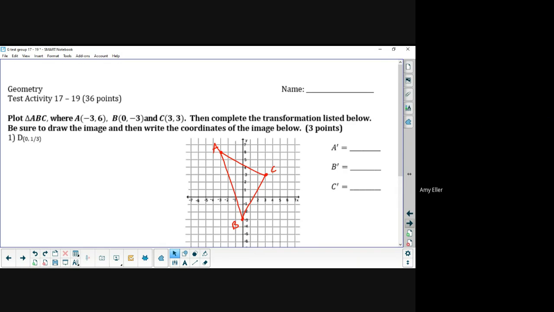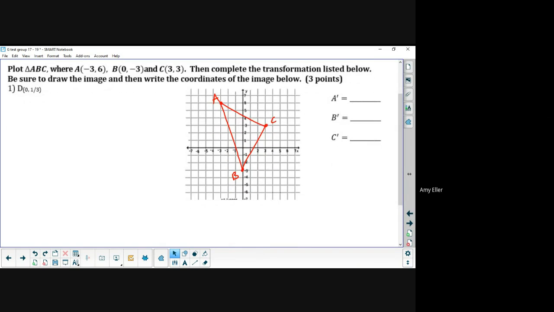Here we go. Number 1, plot ABC. So I've done that in red. You just plot the original points. Then complete the transformation listed below. So this is what I have to complete that says dilate about the origin with a scale factor of 1/3. We do nothing with this O. That just means we're dilating about the origin.